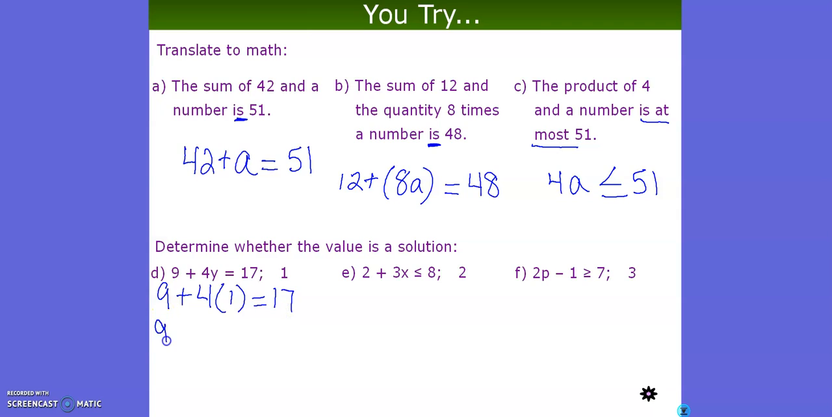So 9 plus 4 should equal 17. Well, 9 plus 4 is 13. Does 13 equal 17? Nope. So it is not a solution.